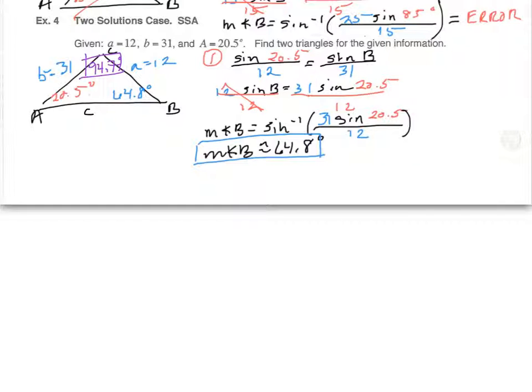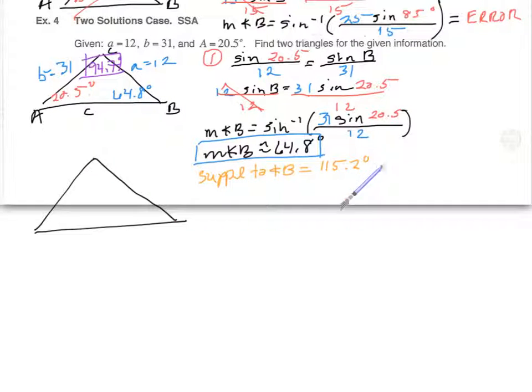So if we have a second solution, we need to find the supplements. We need to find the supplement to this angle that we found, right? So the supplement to angle B is equal to 180 minus the 64.8, and we get 115.2 degrees. So let's make up a secondary triangle. I took the 64.8 and subtracted it from 180 to get a supplement, right? And so that's how I got that.